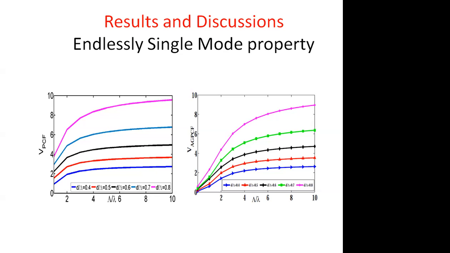From 12 to 36, three times we can increase the fiber core area. What is the advantage? You can pump more power. If you pump more power, the number of repeaters required will be minimized, and then the overall cost will be less.